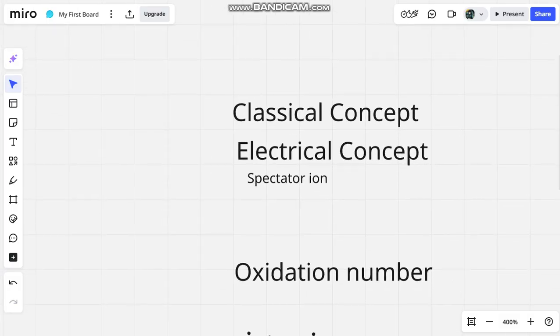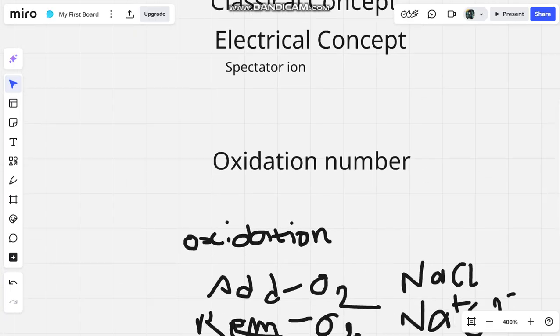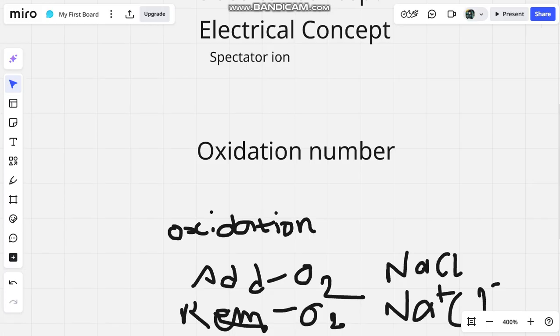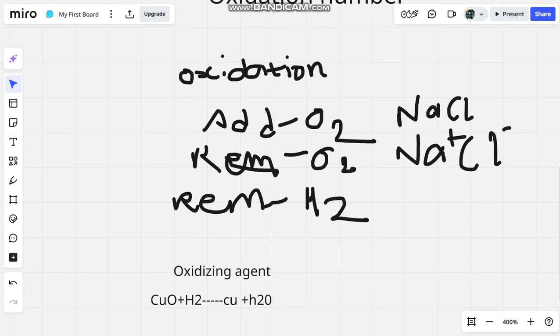In this video we're only going to be looking at the classical concept of redox reaction. There are two other concepts: the electronic concept, and the way of finding redox reactions using oxidation number. We're going to look at oxidation number in the third video, and in the second video we are going to be looking at the electronic concept and also spectator ions. So let's move on to the first topic, which is oxidation.